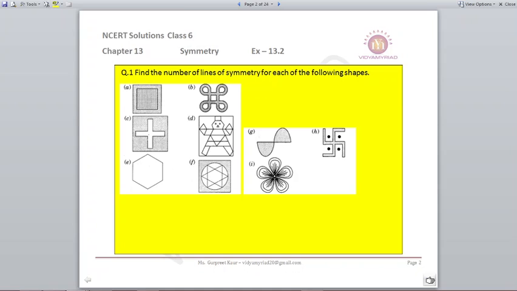Now shapes are given to us. We will try to find out the number of lines with the help of a scale. We will see whether the other parts are equal or not. It should totally overlap on one another. Like that we will be able to find out.